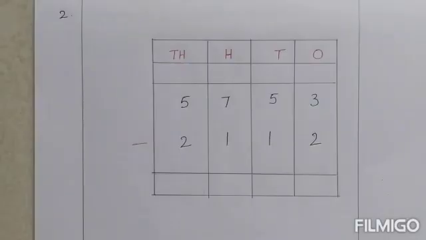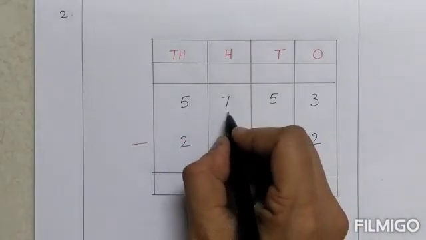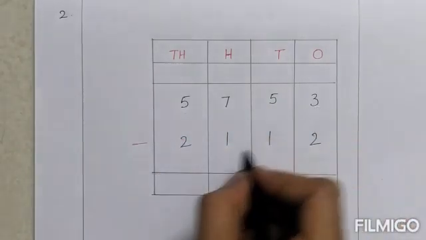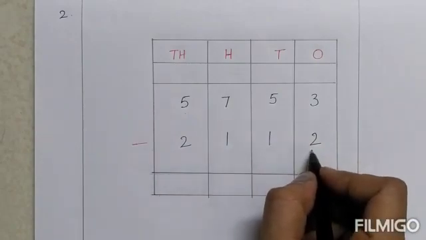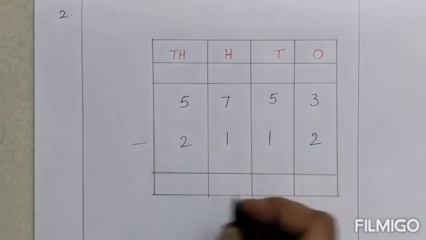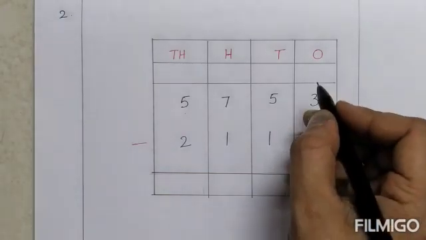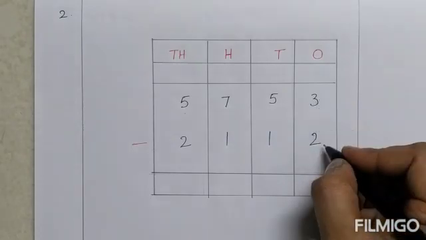Children, now the second bit is, here we need not arrange the numbers in columns as he has given already in columns. The thing is we have to do subtraction. See here the numbers are 5753 and the second number is 2112. Here we have to do subtraction as we have minus sign here. First we will start subtraction from ones column.